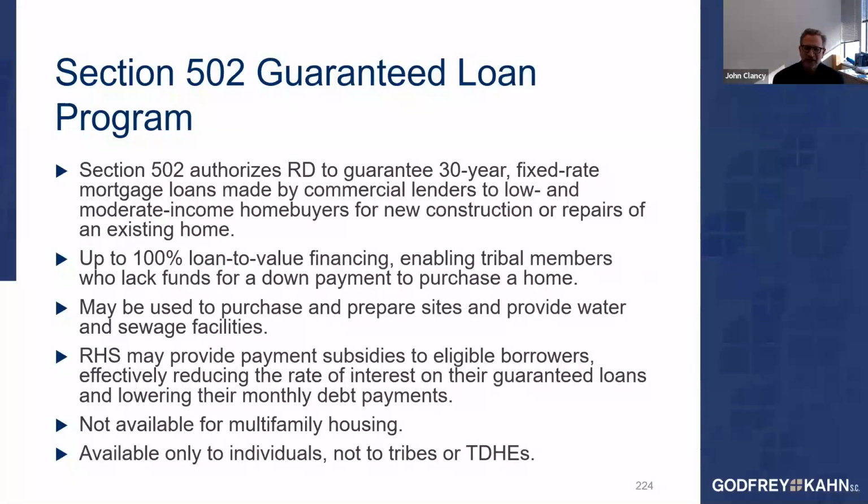So in addition to the direct program, so that was what I went through before, just to make sure it's clear, it was a direct program. That's a loan program where HUD provides the loan directly to the member. The second program they have is the 502 guaranteed loan program. And here, rural development would guarantee a 30-year fixed rate mortgage that would be made by a third party, a normal commercial lender, to low and moderate income home buyers. And this could be used either for new construction or repairs of existing homes, just like the other program.